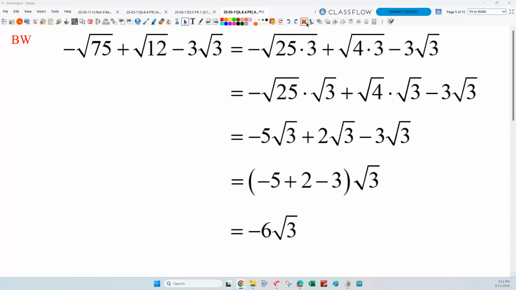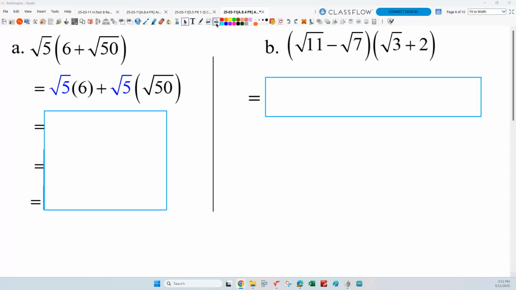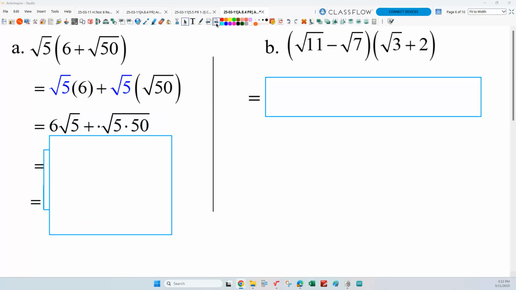All right. Okay, last issue is multiplying. No big deal. In this case, I just would have to distribute that square root of 5, wouldn't I? Okay, square root of 5 times a 6. Can I combine those? No, because one's an outside number and one's an inside number, right? So I'm stuck. I just end up with 6 times the square root of 5. Okay? How about the next one?